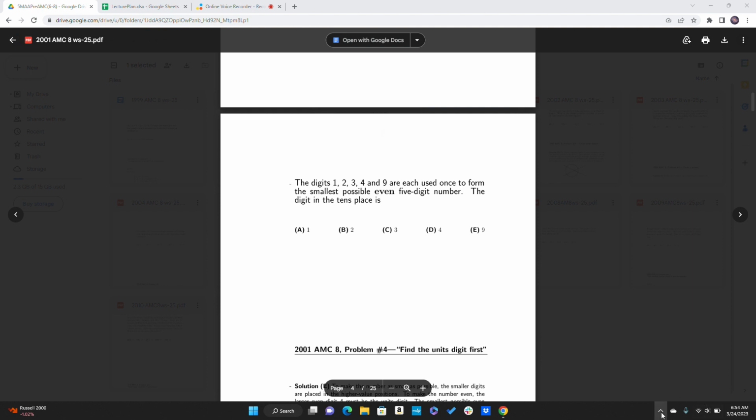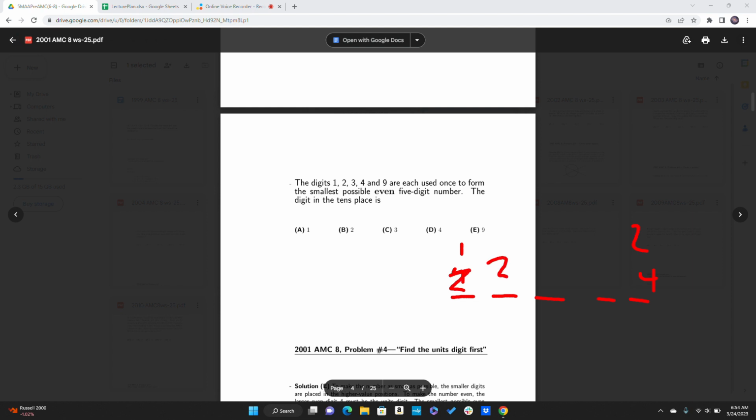Okay, so we want to use these 5 digits to make the smallest even 5-digit number that we can. All right, so here's our 5 place values, and it needs to be even, right? So that means either 2 or 4 has to go in the ones place. And we want it to be small, right? So we're going to put our smaller numbers in the higher place values, right? Because if we have a 1 in front, that'd be smaller than any number with a 9 in front. Okay, so we'll start with a 1.